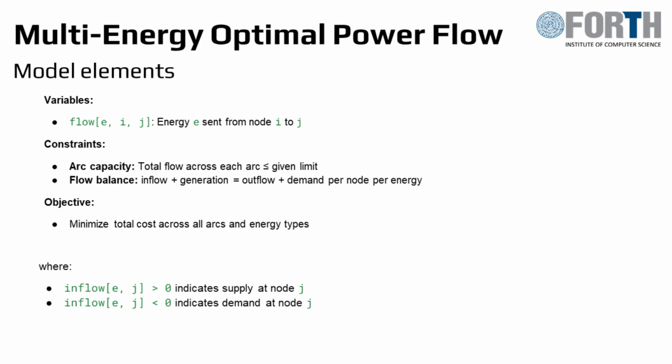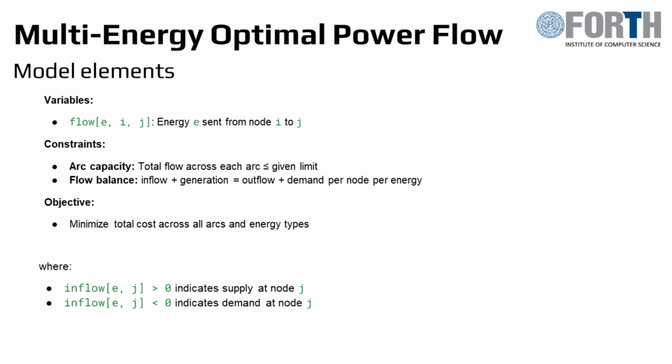In addition, we define an inflow parameter at each node and energy type. If inflow of energy E at node J is greater than 0, the node acts as a supply node for that energy. If inflow of energy E at node J is less than 0, the node represents demand. This sign convention allows us to write flow balance constraints in a compact and unified way.